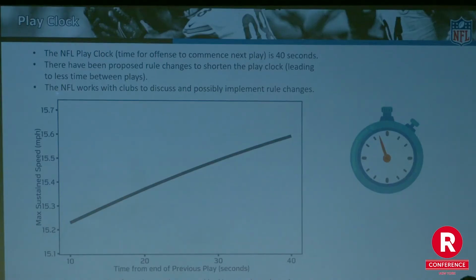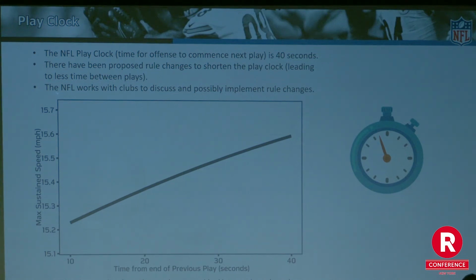The other thing I'm going to talk about here is the play clock. That's the amount of time you have to take the snap before you would get penalized. A player is tackled, a player goes out of bounds, and then you have 40 seconds before the offense is penalized if they don't snap the ball. There have been suggestions to shorten this play clock, so that maybe you're going to see more plays and it'll go faster. That's definitely been suggested.